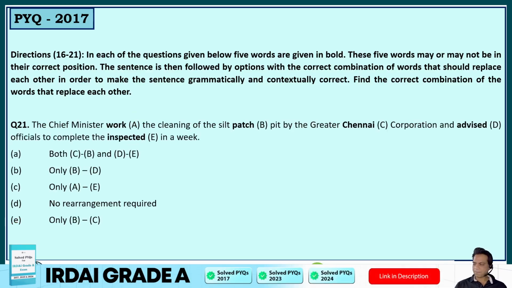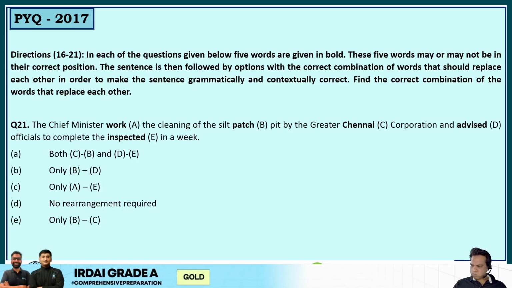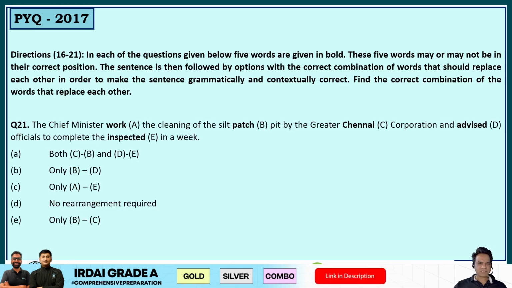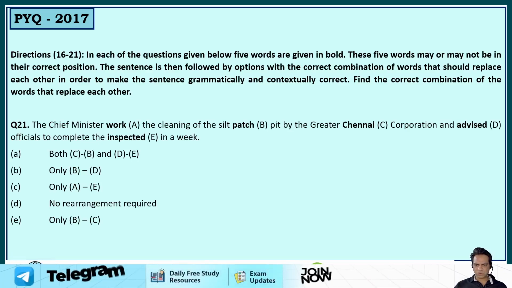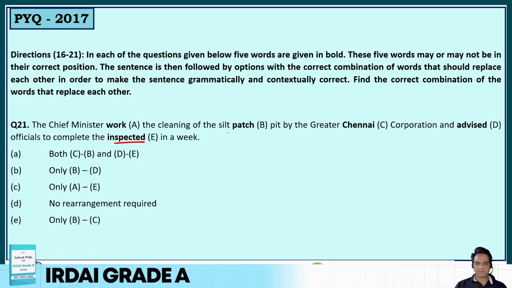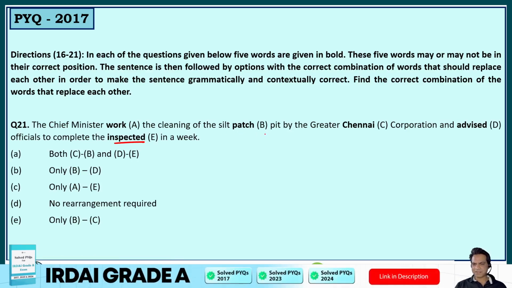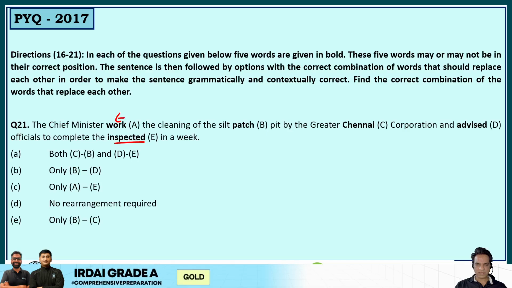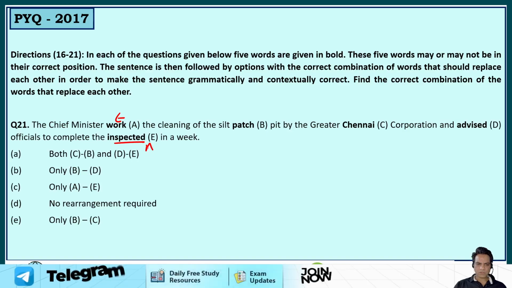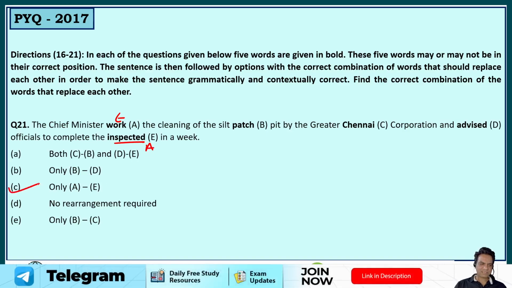Next question, guys. The Chief Minister inspected the cleaning of the silt catch pit by the Greater Chennai Corporation and advised officials to complete the work within a week. Worked the cleaning? No. Catch the cleaning? No. Chennai the cleaning? Advise the cleaning of? Inspected. So I think it should be inspected the cleaning of the silt catch pit. And work, officials, inspected, and work should be again A with E. So option C is your correct answer.